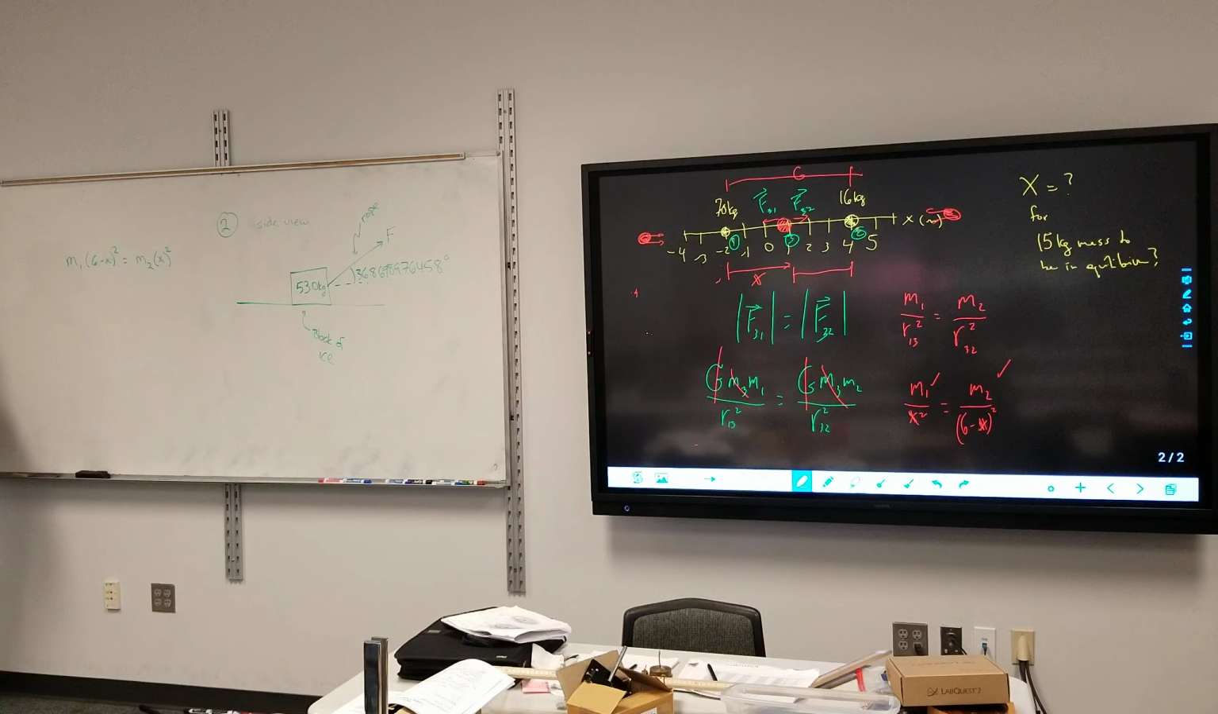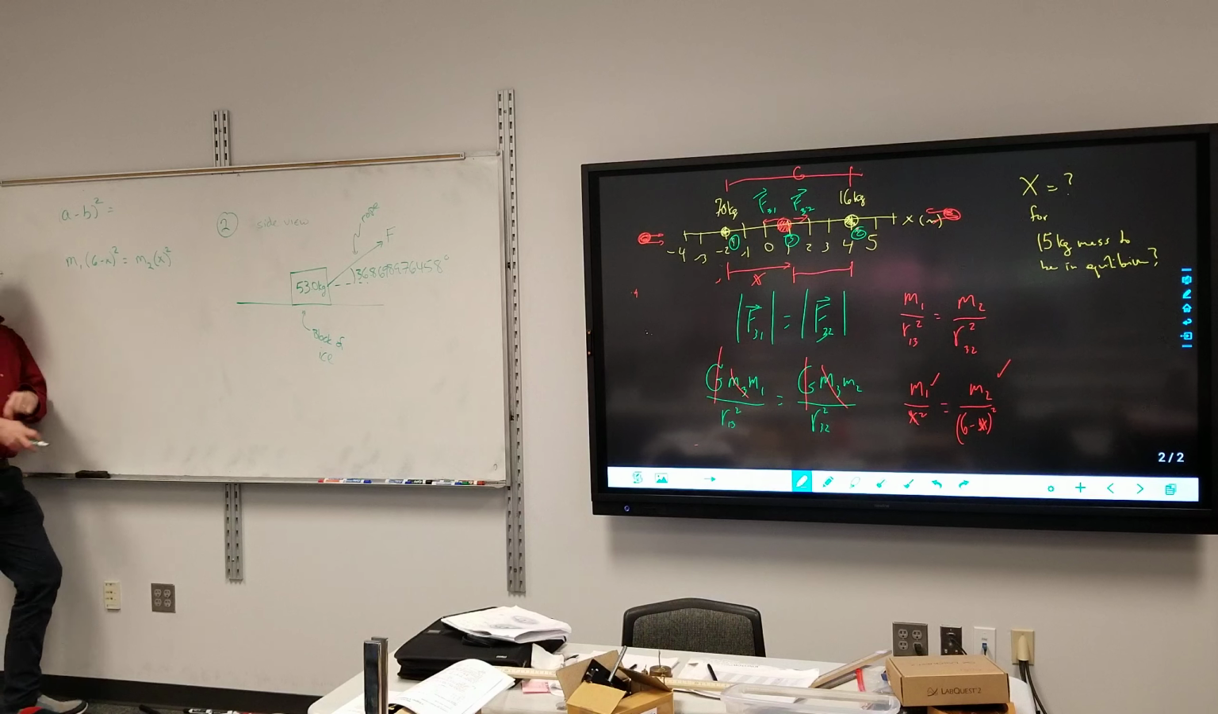I would just do the parentheses. I would just make it 36 and minus x squared. And then you would realize that's not the right approach. What is a minus b squared?